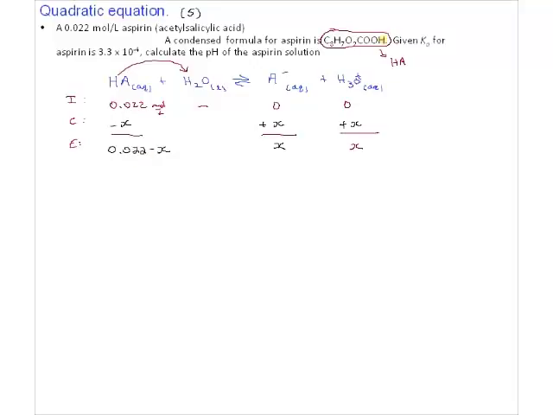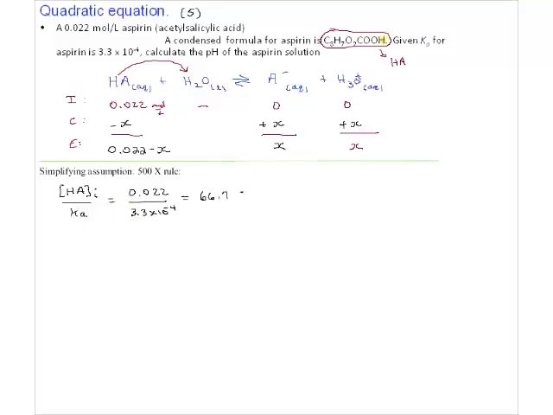The only way we can determine if we have to do the quadratic equation is by doing our simplifying assumption. The initial concentration divided by Ka. There we go. You work it out. The answer you get is 66. Oh no. 66 is less than 500, which means x is going to make a big difference here. It's going to be significant when it is taken into account. So because it's significant, now we have to do the quadratic formula.